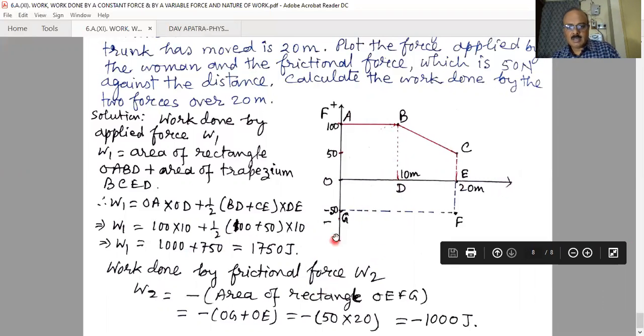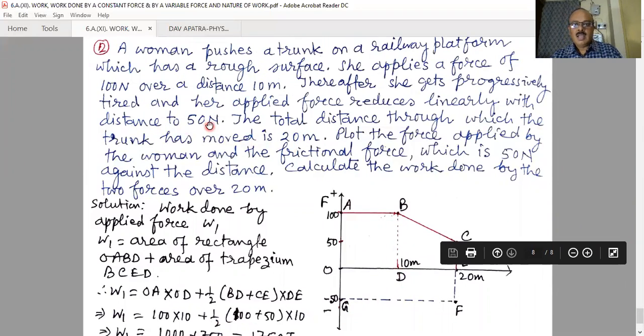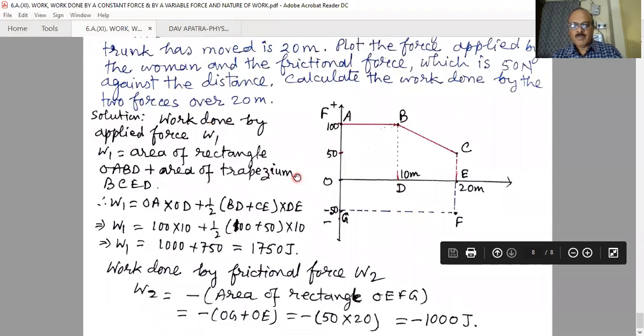Now the work done by the frictional force: throughout the whole path, the frictional force, which is 50 Newton, remains constant. That means throughout the whole displacement of 20 meters the frictional force remains unchanged, and in this case it is an area. And here we take a negative sign, because the work done by the frictional force is negative, as the displacement and the force are in opposite directions. So work done W2 is minus the area of the rectangle, and this area is 50 into 20, that is 1000 joule.